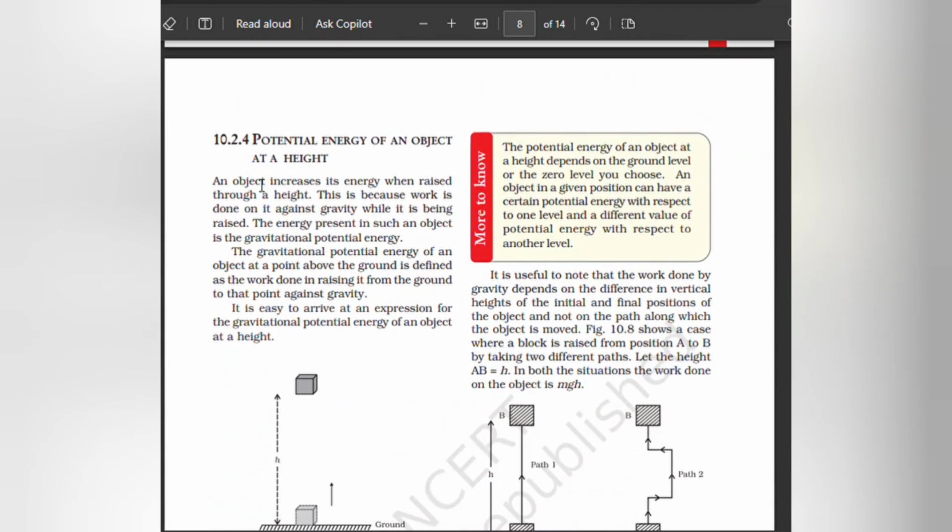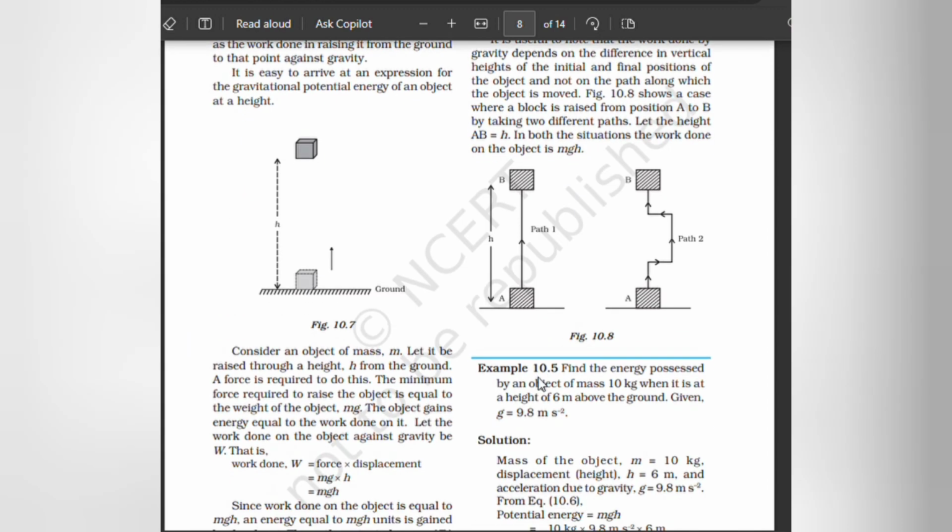Potential energy of an object at a height. An object increases its energy when raised through a height. This is because work is done on it against gravity while it is being raised. The energy present in such an object is its gravitational potential energy. Gravitational potential energy of an object at a point above the ground is defined as the work done in raising it from the ground to the point against gravity. It is easy to arrive at an expression for the gravitational potential energy of an object at a height.